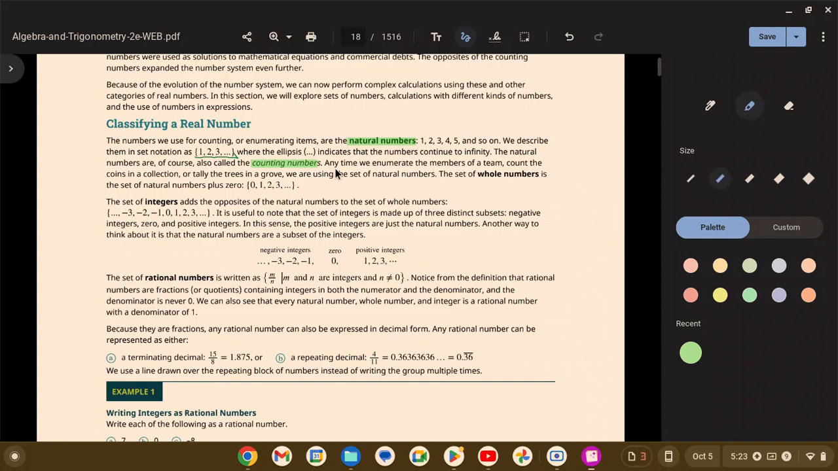Then the set of whole numbers is the set of natural numbers plus 0. And so there's the set right there.